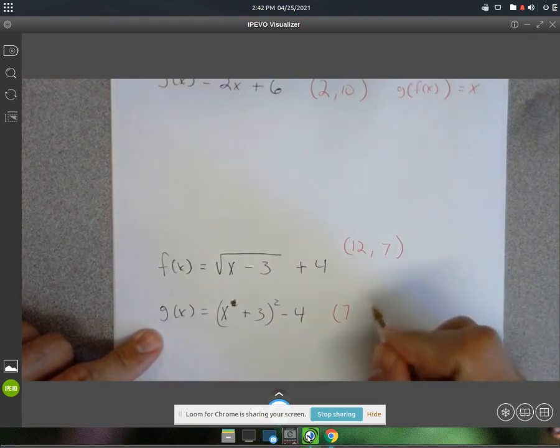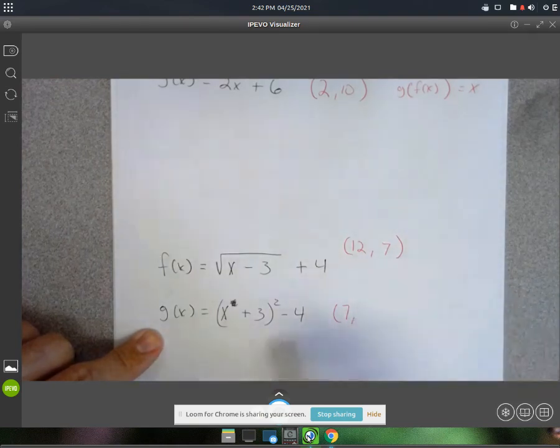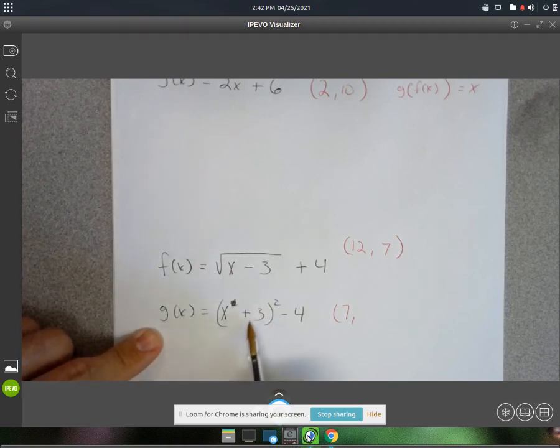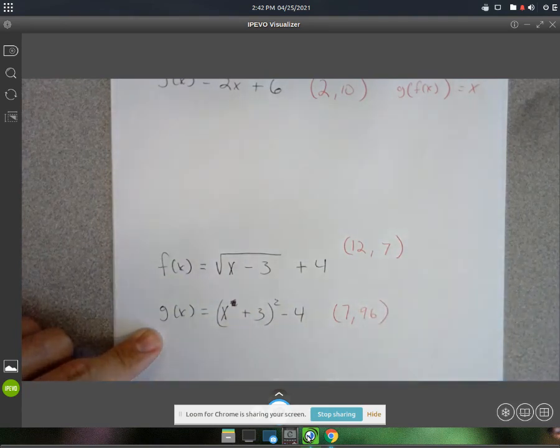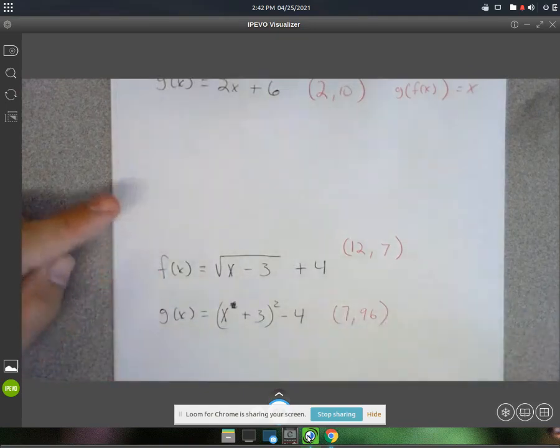Well, you can probably tell I am not about to get a 12 back. 7 plus 3 is 10. I'm going to square the 10, so it becomes 100, and then 100 minus 4 is 96. So yeah, these two are not inverses of each other.